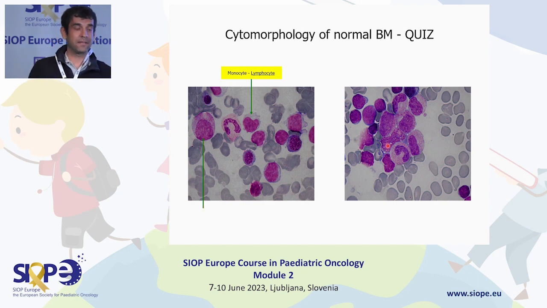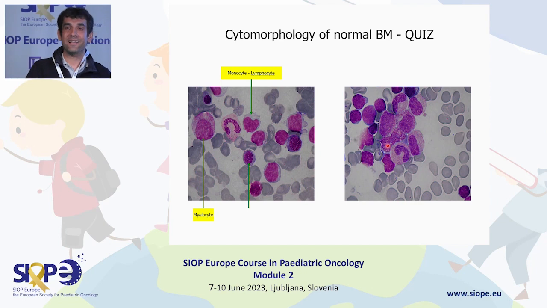A relatively big cell with a perinuclear lightening, but the cytoplasm is not deep blue. Promyelocyte? It's a myelocyte. It's the next stage, because the cytoplasm is not deep blue, but you were in the right cell lineage and nearly completely right. What's this?